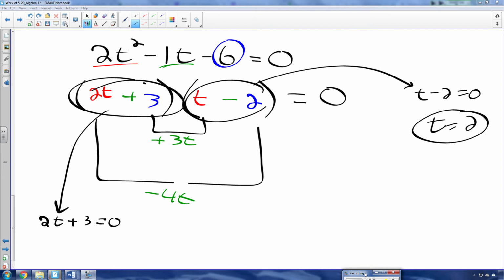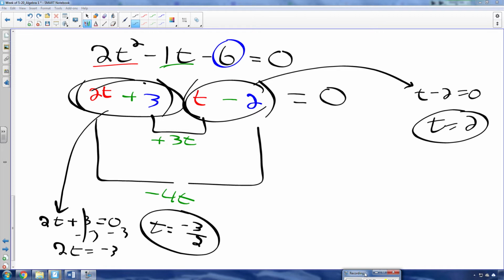We know this is going to come out with a time of 2 seconds. And this is actually going to come out to a negative time. It's going to come out to a fraction. 2t is equal to negative 3. So t is equal to negative 3 over 2.